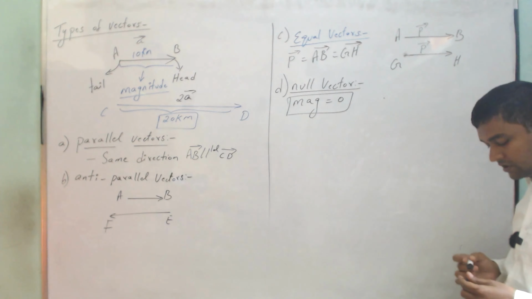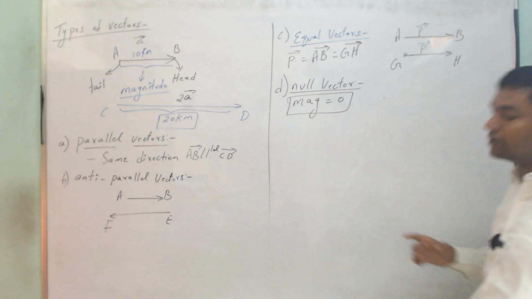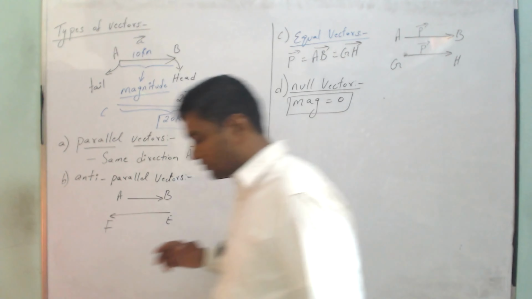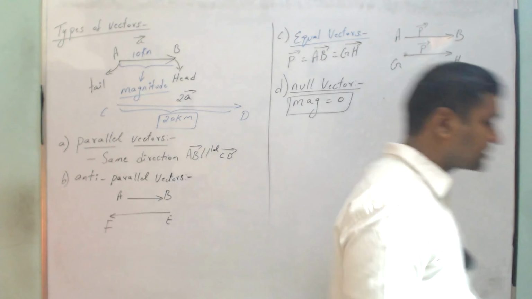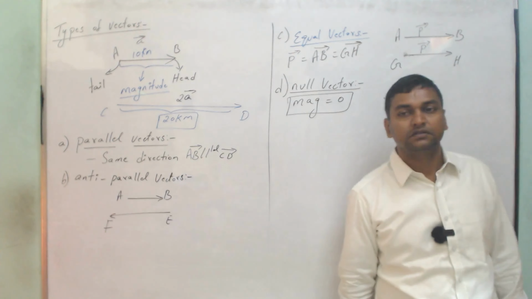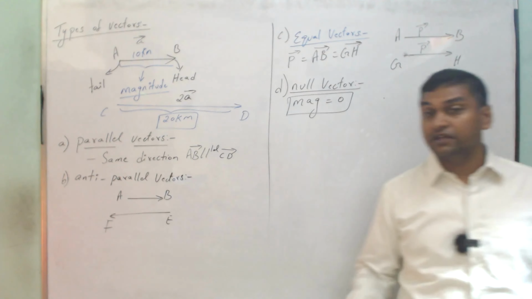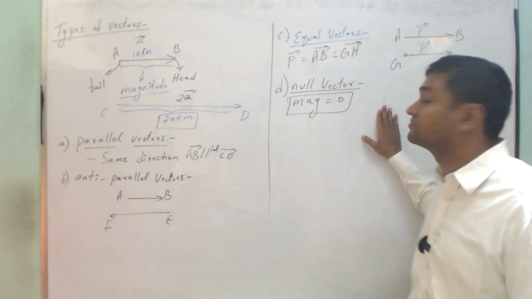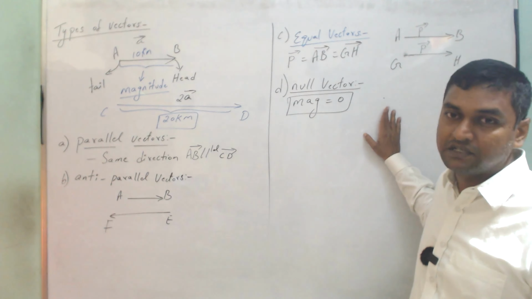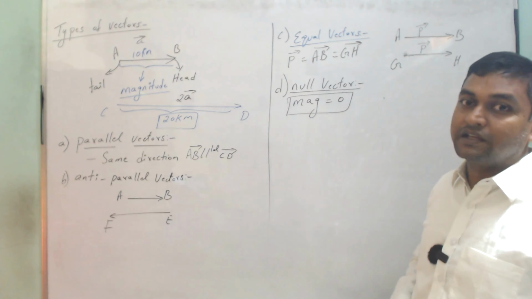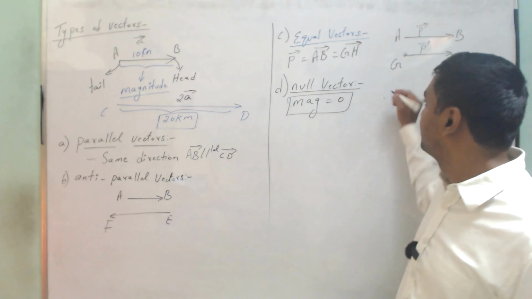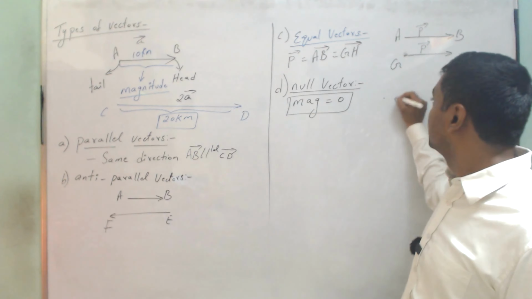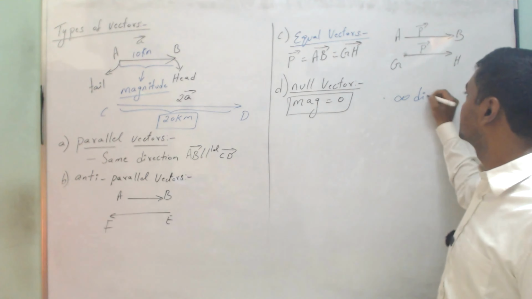Now tell me, what about the direction of a null vector? Does a null vector have a direction? Yes. Okay, so which direction does this null vector have? Horizontal. A point denotes infinite directions. Are you getting my point?